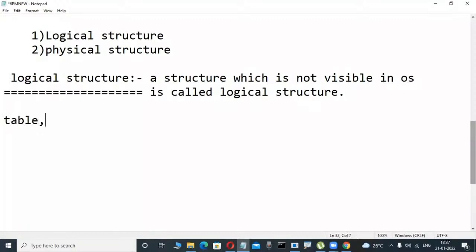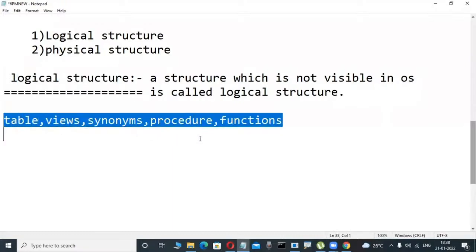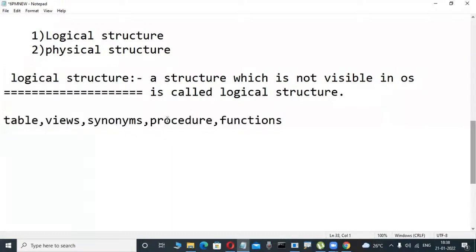MySQL also has tables. Views are there, synonyms are there, indexes are there. These are all the database objects. So many things are there: procedures, functions, triggers, packages. These are all logical structure. That is not visible in the operating system. Whatever courses we are learning, so many objects, they are not visible in the operating system.